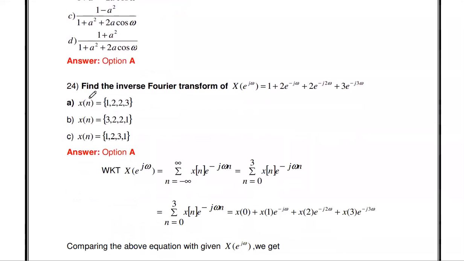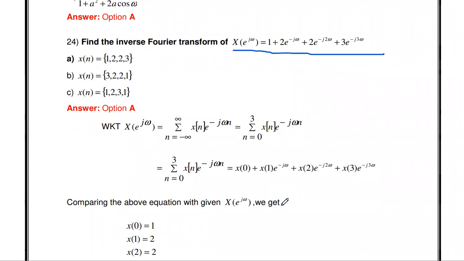Okay, then the next one, find the inverse Fourier transform of X of e power j omega equal to this thing. Similar to the inverse Z transform problem we just discussed, here the terms are in addition of e power minus j omega, e power minus j2 omega, like that. So the inverse Fourier transform we can calculate by the EC method. So this is the actual procedure.